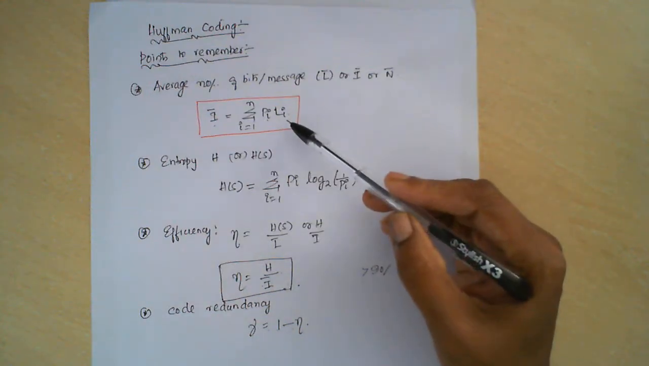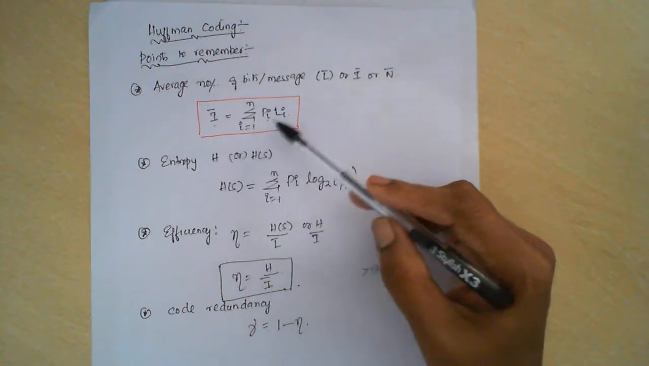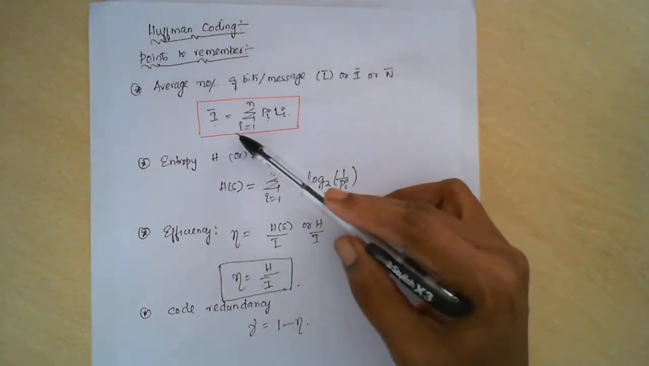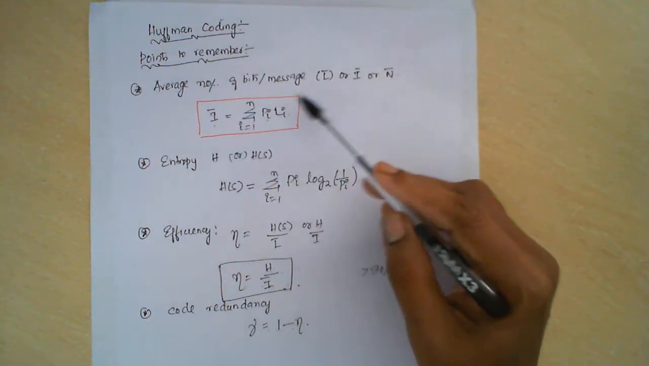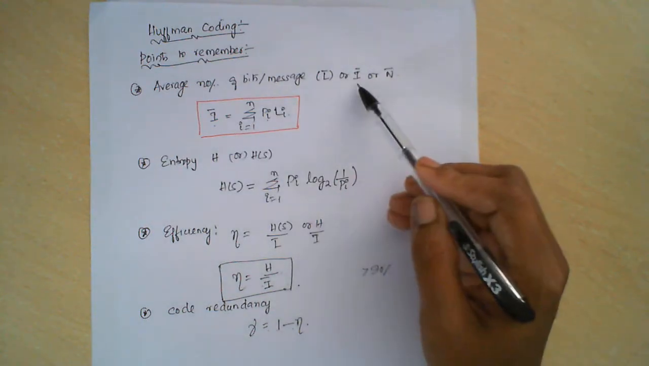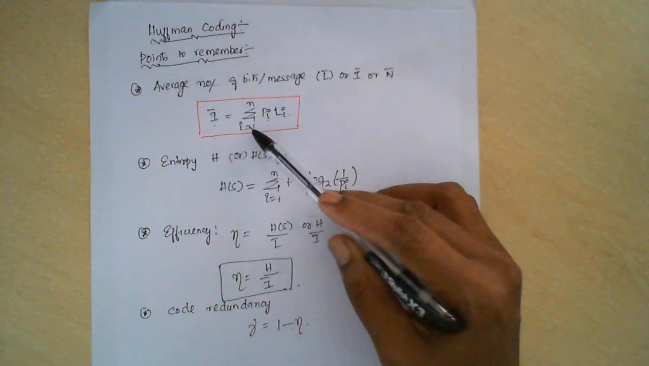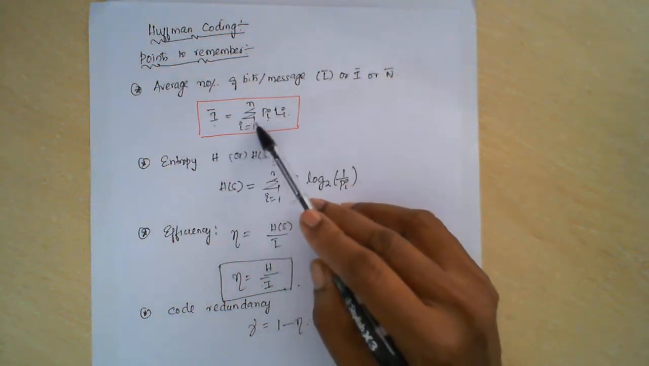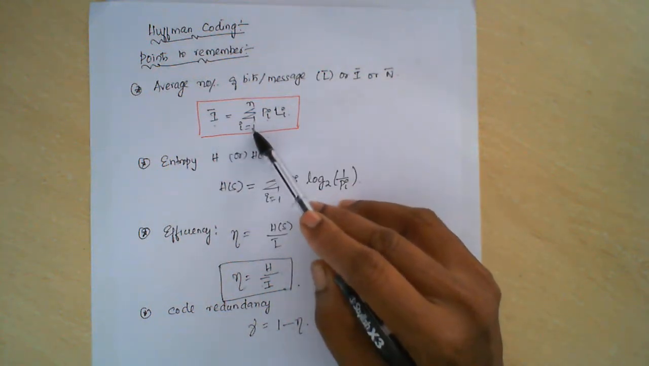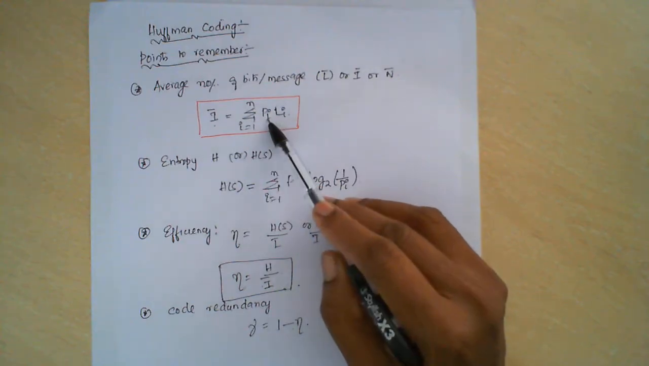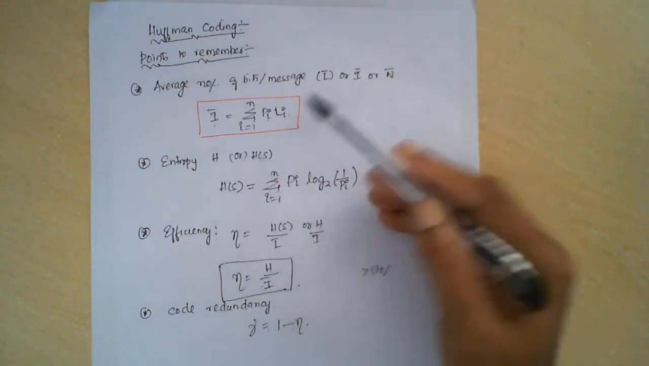So we need to first find the average number of bits per message, which is represented as I bar. In books they might have represented it as L bar or N bar. Don't get confused, it is all the same. So I bar is equal to the summation, i ranging from 1 to N, of Pi into Li, the length of the symbol.